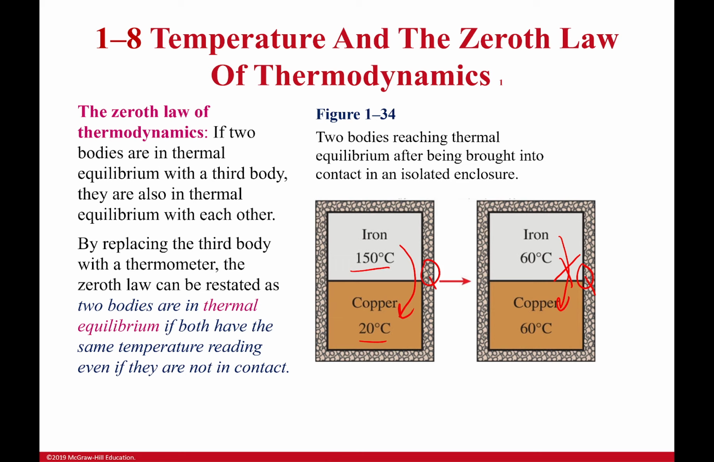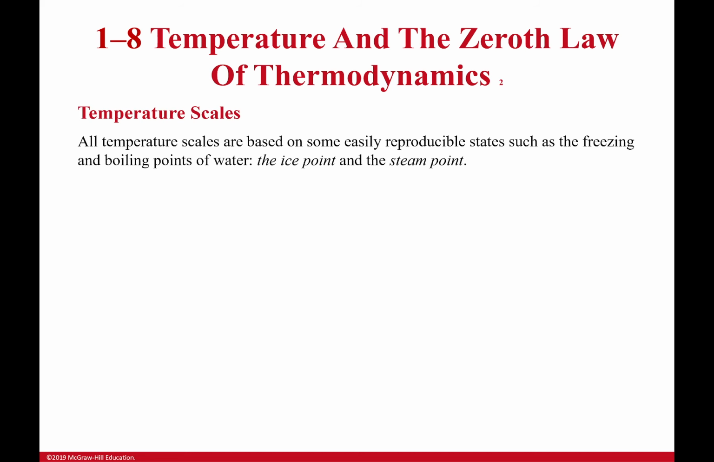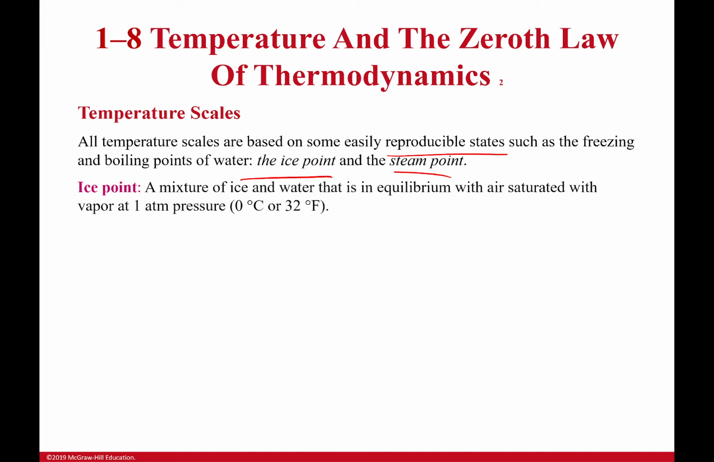So if temperature is important, we should probably talk about what temperature means. First off, all temperature scales are based on some easily reproducible state. That is not 100% true when we get to absolute temperature scales, but for the basic ones like Fahrenheit and Celsius, they're all focusing on the ice point and the steam point for water. That's how we determine where they sit on those scales. The ice point is simply where ice and water are in equilibrium. If you go lower than this temperature, you're going to freeze. If you go above it, you're going to melt. This happens at 0 degrees Celsius or 32 degrees Fahrenheit.